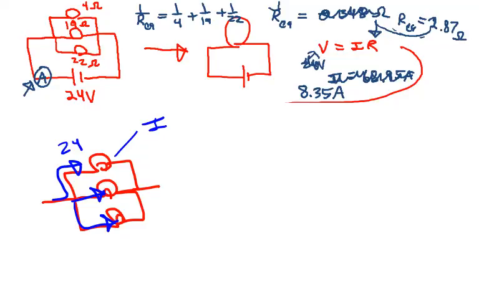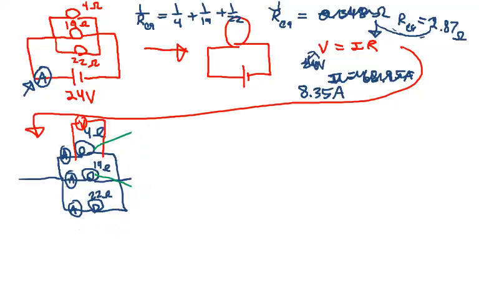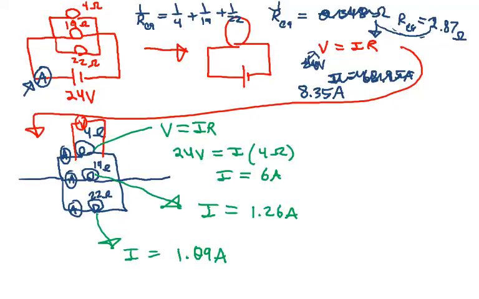So go ahead and pause the clip and give this a try, and when you're ready to check, you can hit play. All right, so top one 6 amps, middle one 1.26 amps, and the bottom one 1.09 amps.